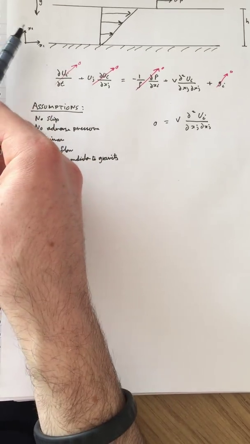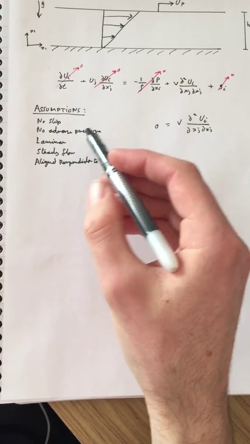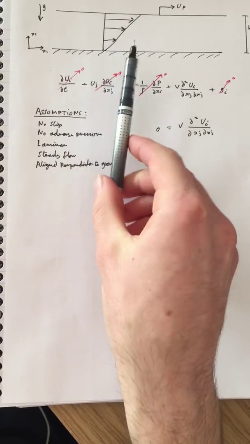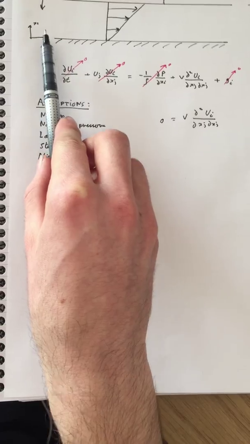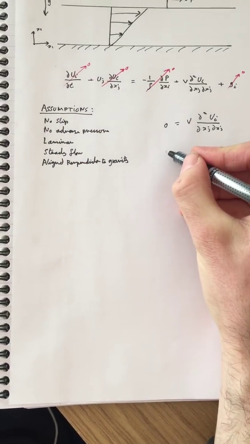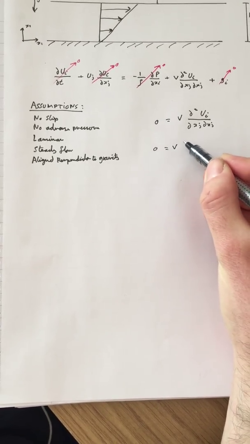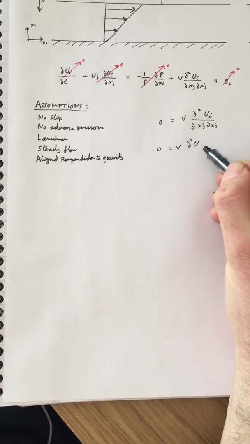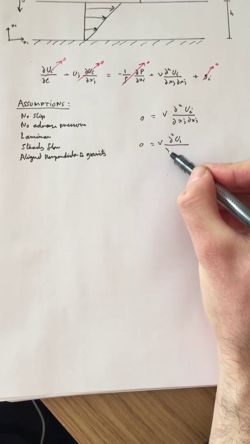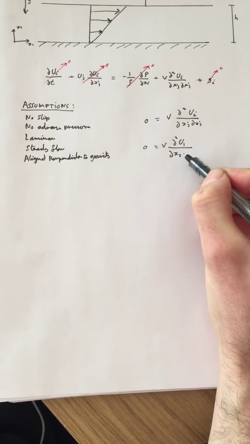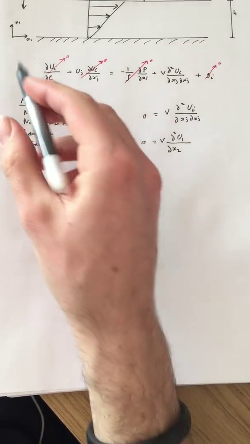Now, as the flow is flowing in this direction only, we want to look at how this flow changes in the x1 direction with respect to the x2. So this term here becomes 0, partial derivative of velocity in the u1 direction, and it's been changing in the x2 direction.